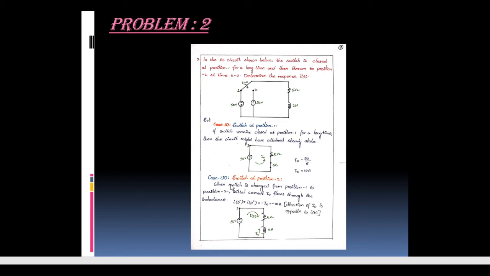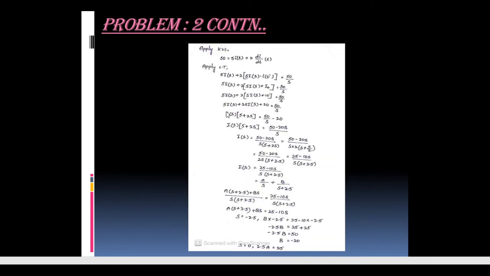Next, case 2, the switch at position 2. When the switch moves from position 1 to position 2, the initial current I0 flows through the inductance. So I of 0 minus is equal to I of 0 plus, which is equal to minus I0, which is nothing but minus 10 amps. So the direction of I0 is opposite to I of t. For this loop, if you start applying KVL, you get this equation.